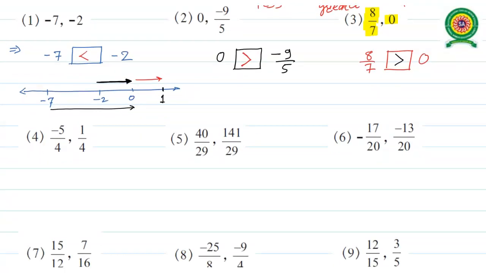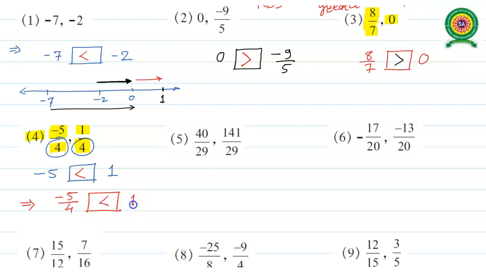Now concentrate on the fourth sub-question. We have minus 5 by 4 and 1 by 4. If we look at the denominators of both rationals, they are identical, so we have to compare the numerators only: minus 5 and 1. We know that a negative integer is always less than a positive integer, so minus 5 is less than 1. That implies minus 5 by 4 is less than 1 by 4, or ultimately 1 by 4 is greater than minus 5 by 4.